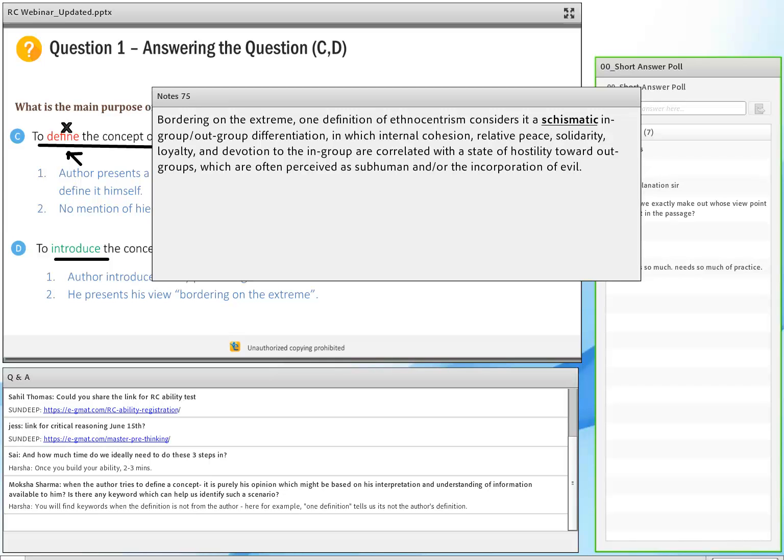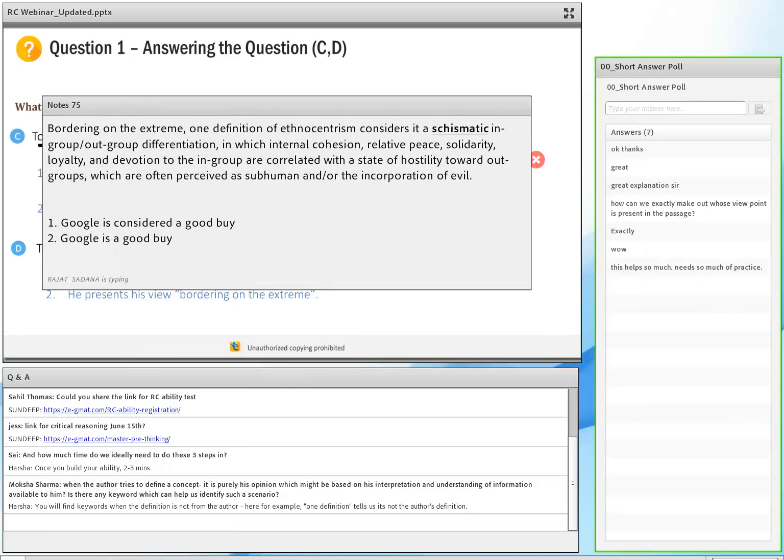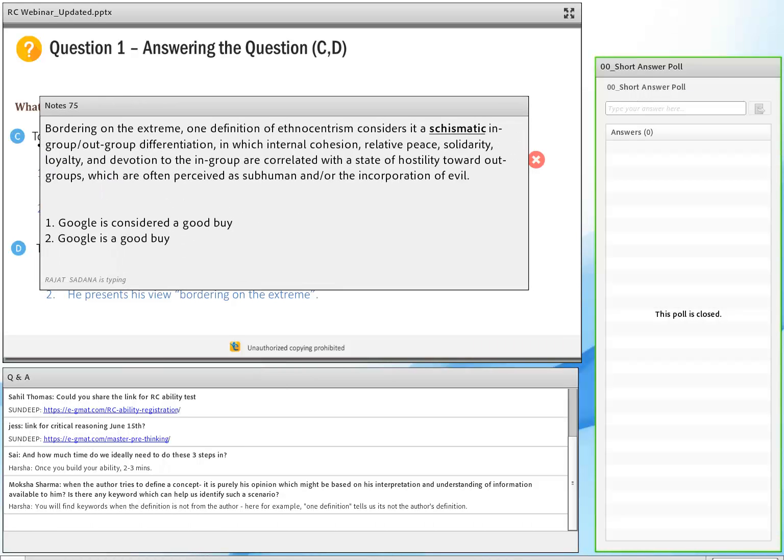Can you explain how to distinguish between the general view and the author's view? The author's view really says, okay, let's say Google is considered a good buy. Google is a good buy. So if I say this is 1, then this is 2. Which one is author's view? Which one is someone else's view?